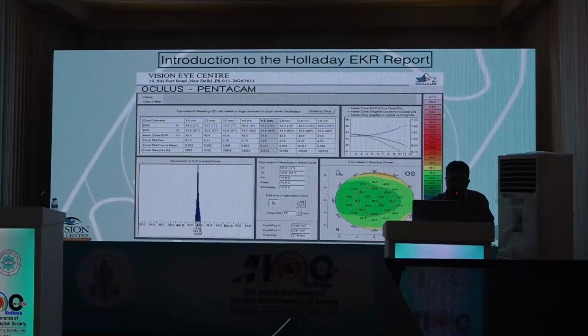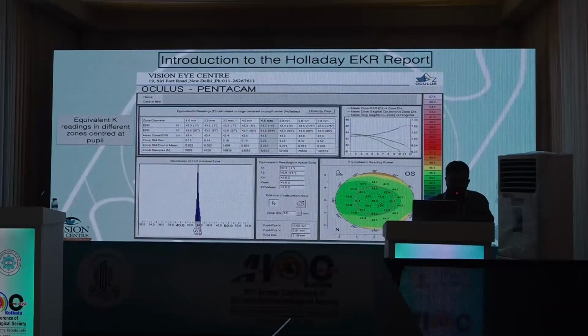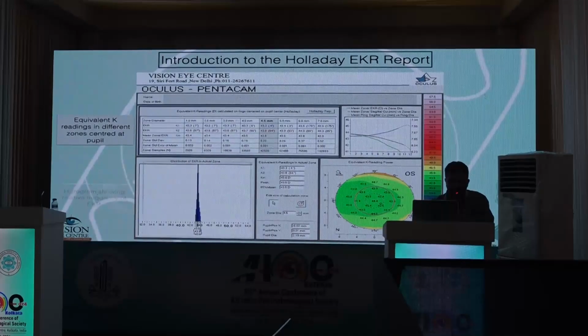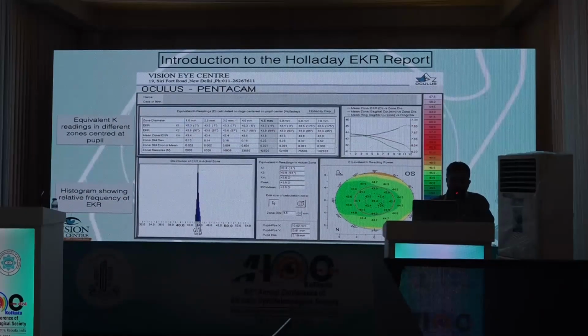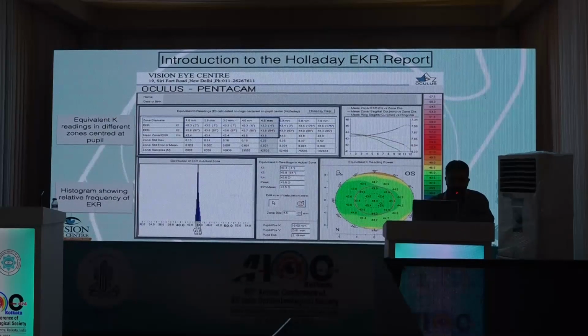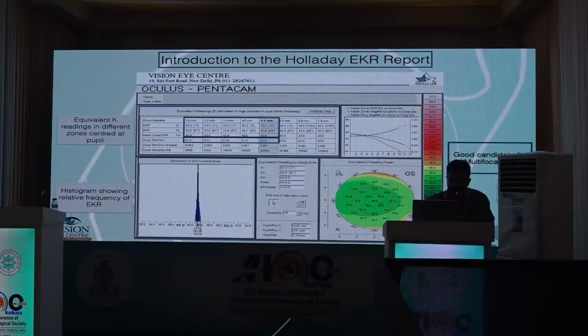So let's look at this eye here. This is an eye that has undergone refractive surgery. You can see the equivalent K readings in different zones, and this is centered at the pupil. You see this histogram here. You can see there's a single uniform peak there. This is an indication that this is quite a regular cornea. When you look at the K values also across different zones, you can see that these are quite consistent across the different zones, and that again indicates that this is quite a healthy cornea even though this individual has undergone refractive surgery in the past. So here I would not hesitate to use even a multifocal IOL.